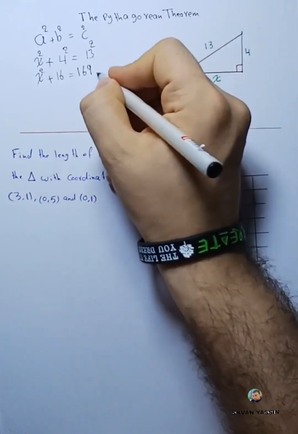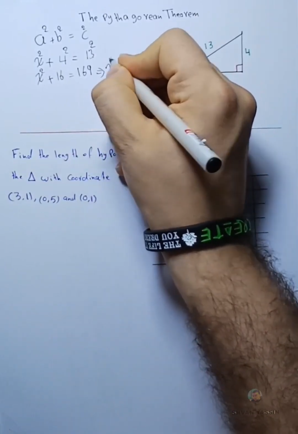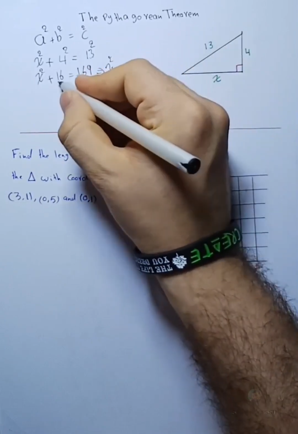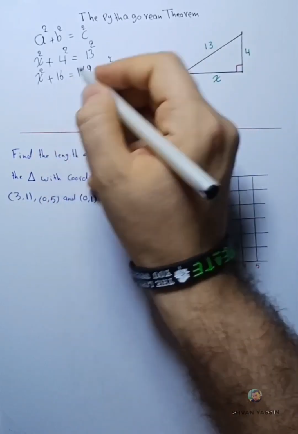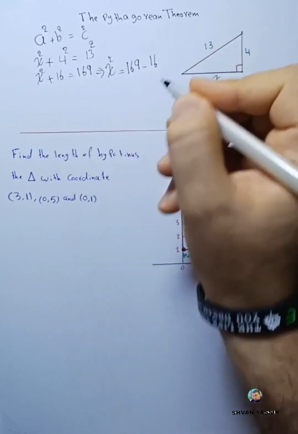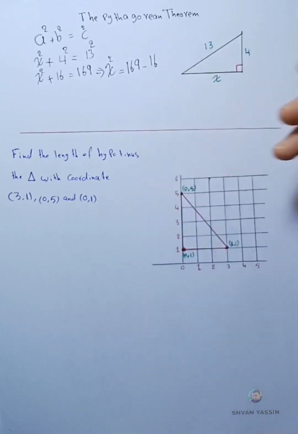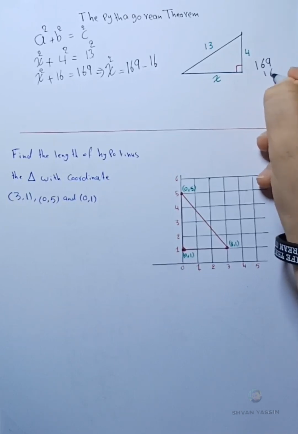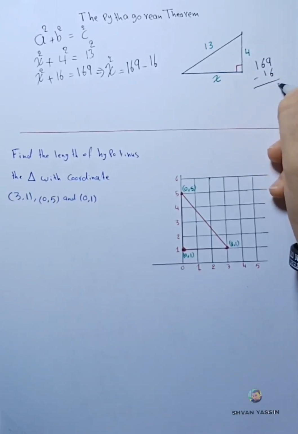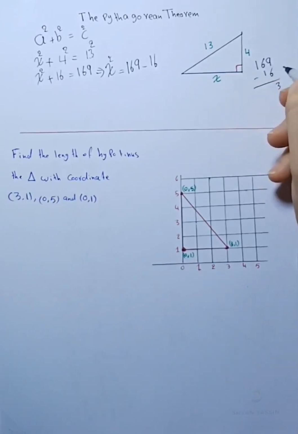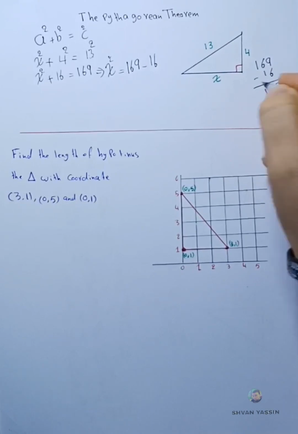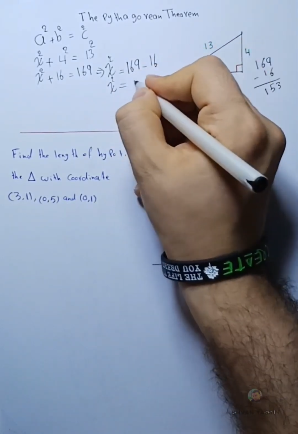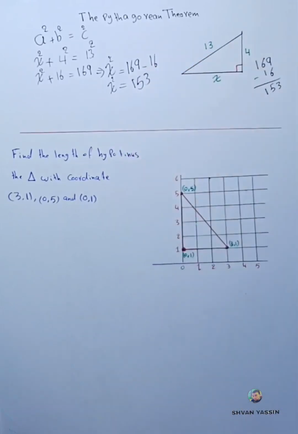After that, x square equals 169, we have to change the place of positive 16, it becomes negative 16. After that, we have to subtract these two numbers, 169 and 16. 9 minus 6 is equal to 3. 6 minus 1 equals 5, and 1. So x squared equals 153.